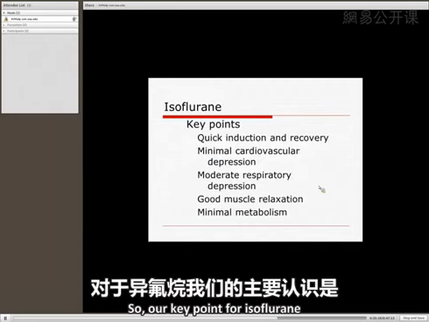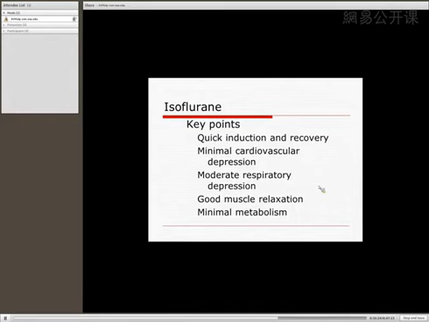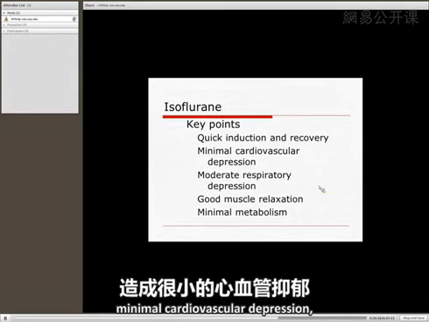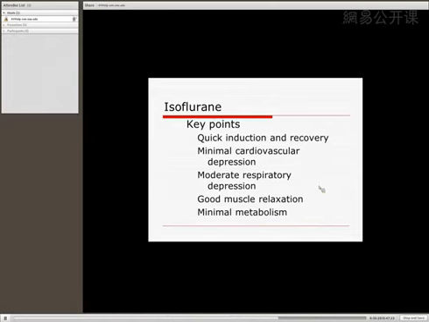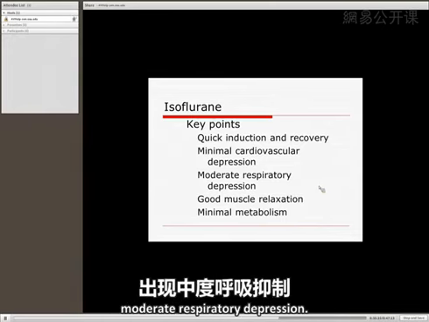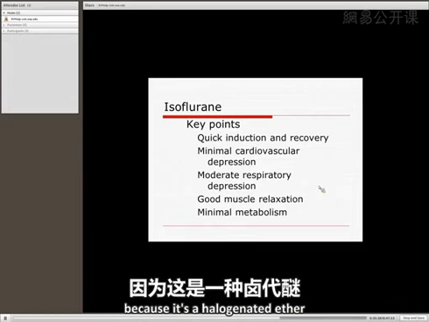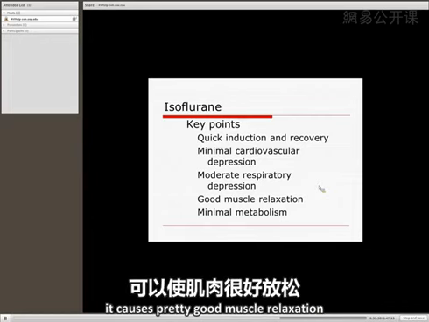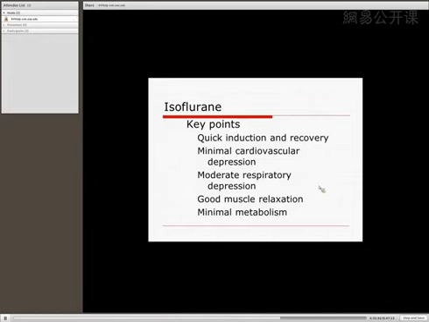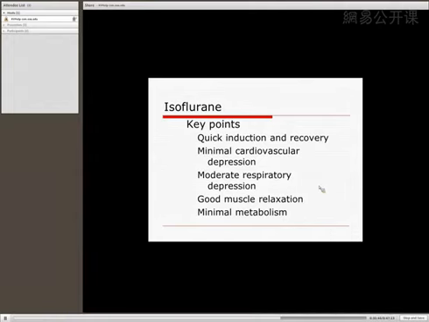So our key points for isoflurane are pretty quick induction and recovery, minimal cardiovascular depression, cardiac output's pretty well maintained, although blood pressure goes down. Moderate respiratory depression, we worry about it more in large animals than we do in small. Because it's a halogenated ether, it causes pretty good muscle relaxation, and on a comparative basis, it has really minimal metabolism.